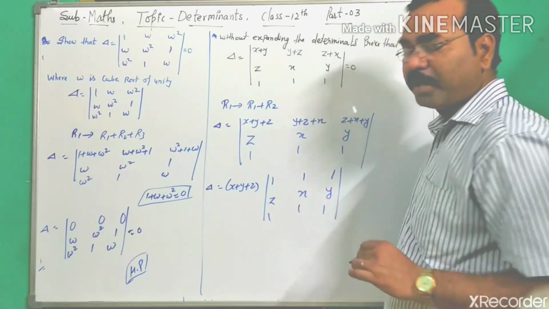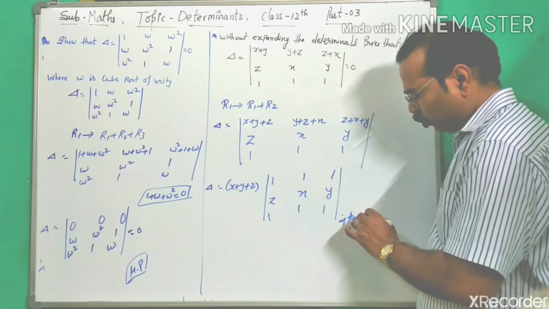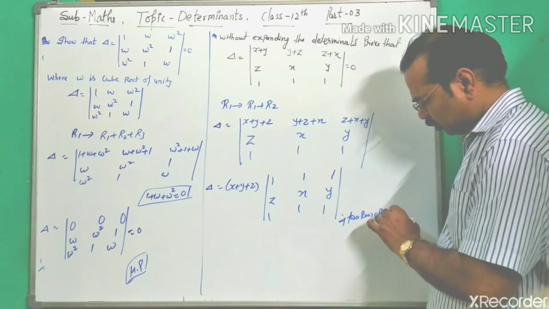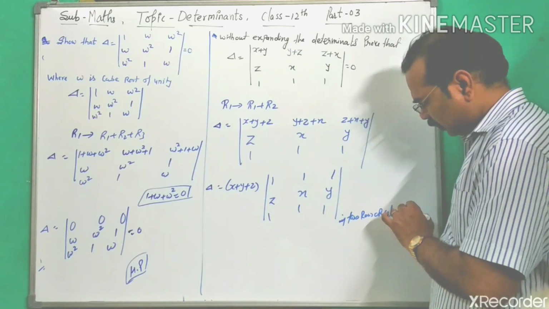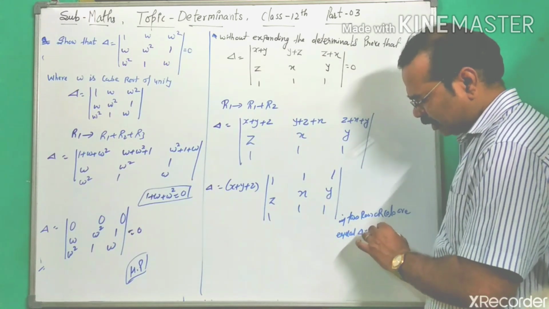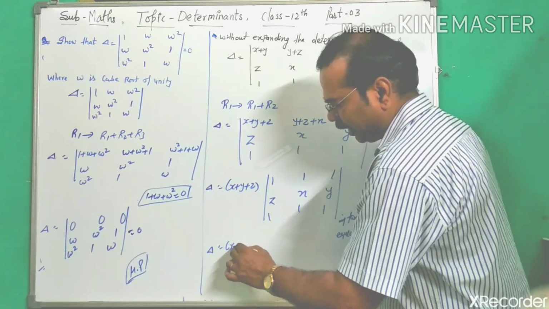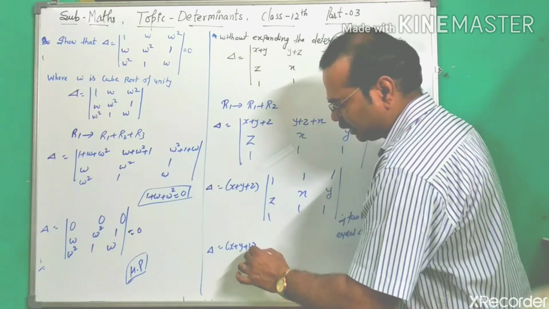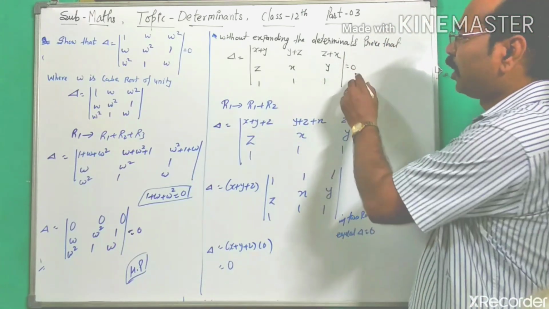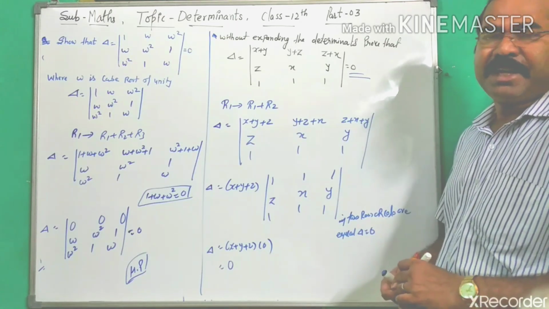Now we use the property that if two rows or columns are equal, then the determinant value comes to 0. So x plus y plus z times that determinant, whose value is 0, makes the whole value 0. So what we had to prove, that the value is 0, is proved.